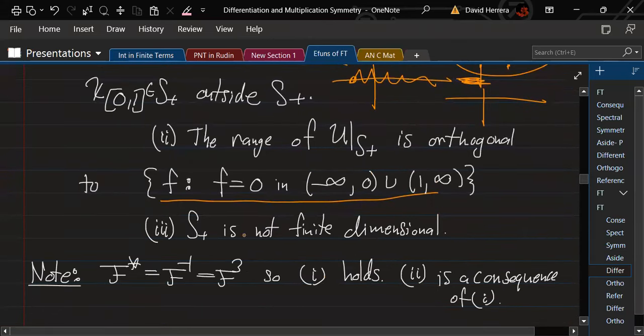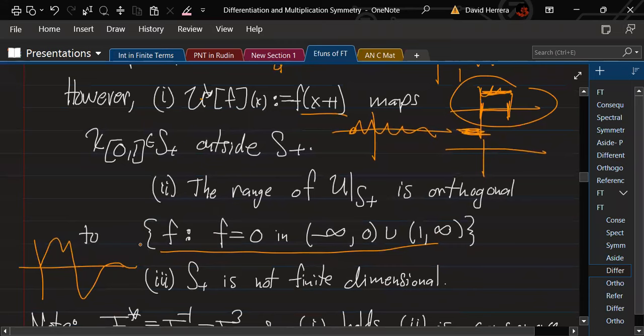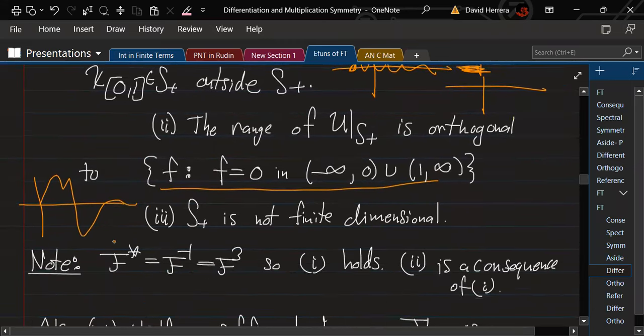And 3, S plus is not finite dimensional. I mean, that's kind of clear, because if you have all the functions that are supported on the right-hand side, then that's an infinite dimensional subspace. So you see that all 3 of those conditions failed. But for the Fourier transform, all 3 of them held. And we were fine. Why is that true?